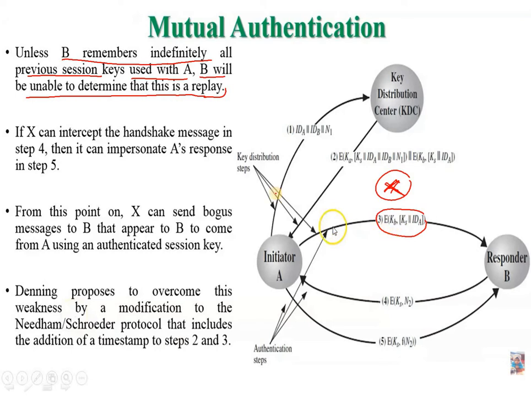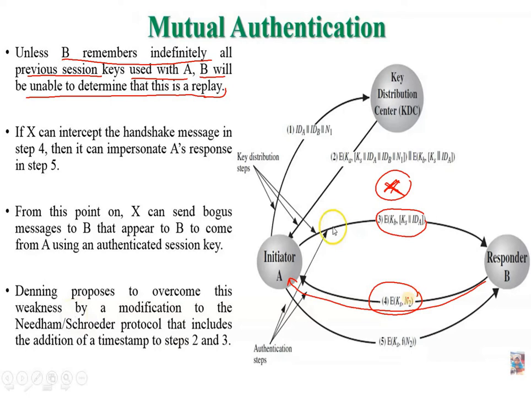Next, if X can intercept the handshake message in step 4, then it can impersonate A's response in step 5. Once this message goes to the responder, he will think this message is from A only, and then he will go to the 4th step. So the opponent will also copy this session key and nonce too.